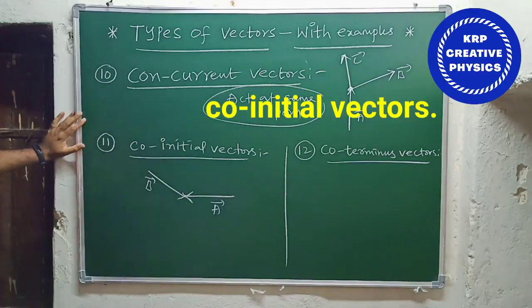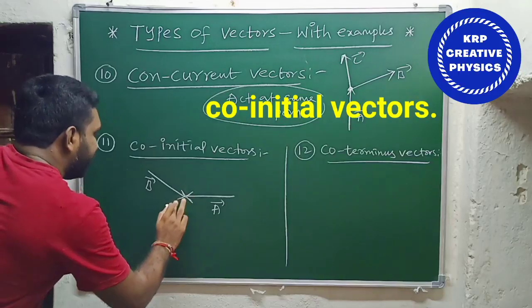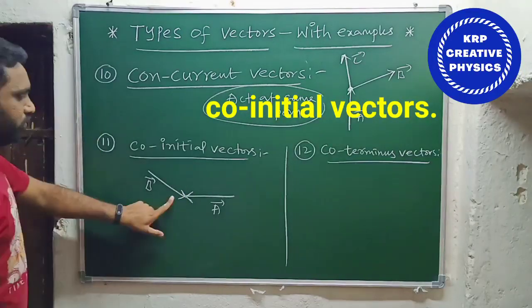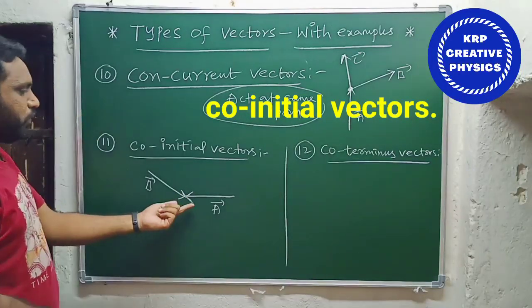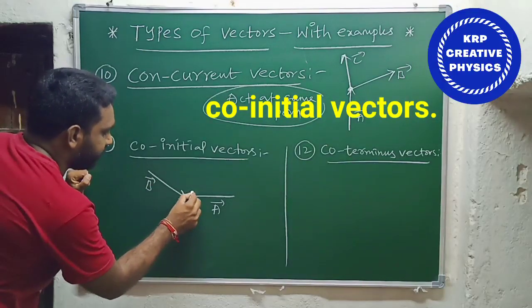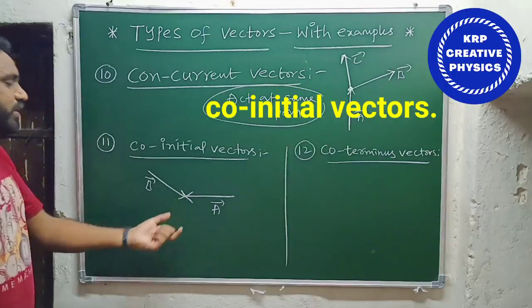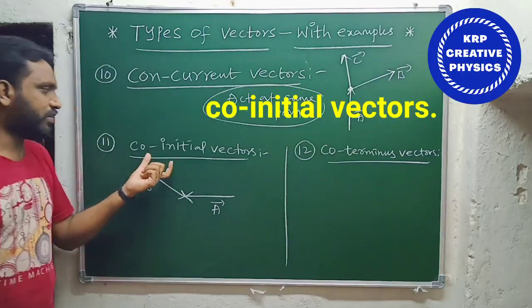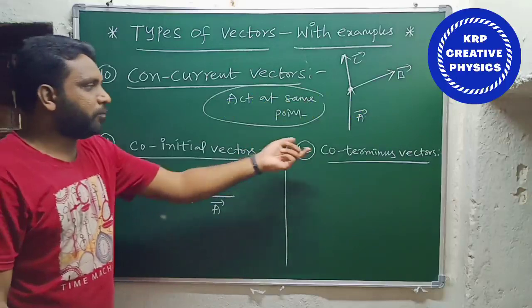Just try to observe the diagram here, vector A and vector B. The initial points of vector A and vector B are at the same point. These are the two initial points. You know that very well. So vector A and vector B are said to be co-initial vectors.